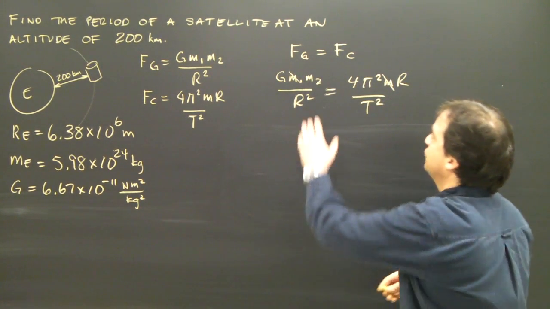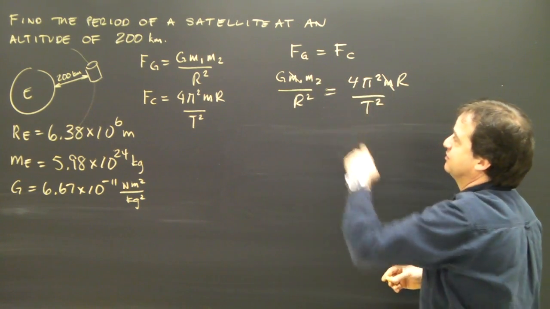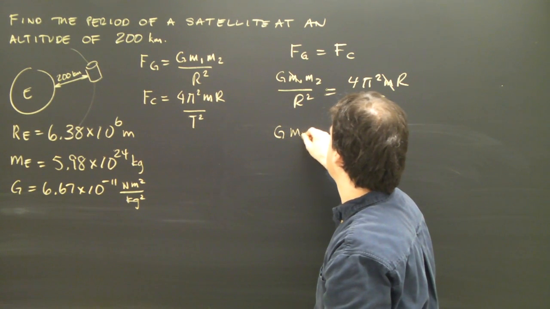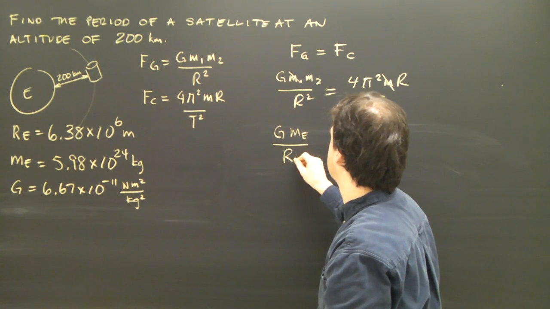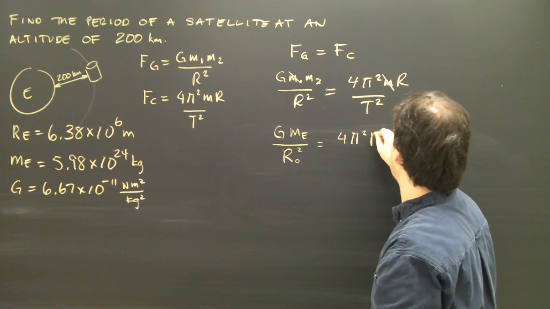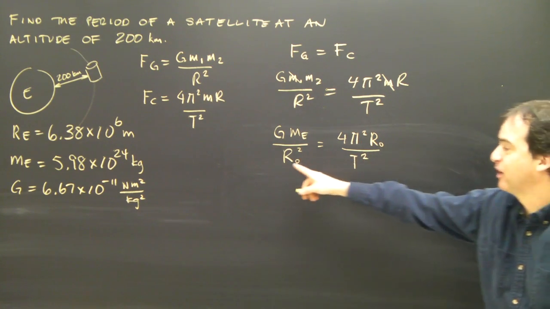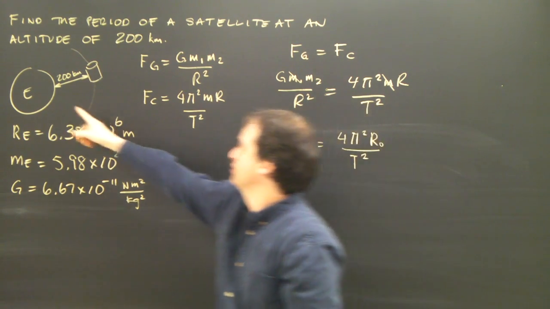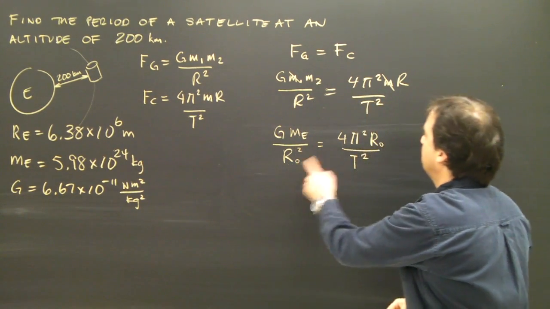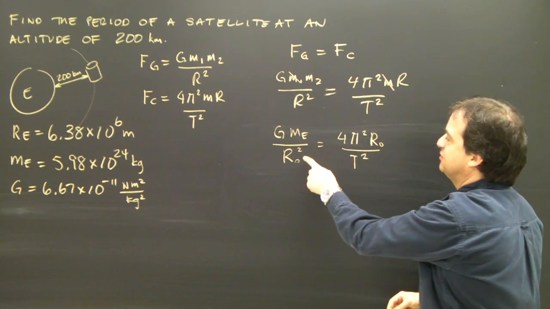So I have my two formulas. I set gravity equal to centripetal force. I get rid of the mass of the satellite, so this is the mass of the Earth. I end up with G times the mass of the Earth divided by the radius of orbit squared, equal to 4 pi squared times the radius of orbit divided by period squared. Now this radius is the radius of orbit, the distance between the center of the Earth and the satellite. It appears in both formulas. It doesn't cancel out at all, because this is in the denominator.